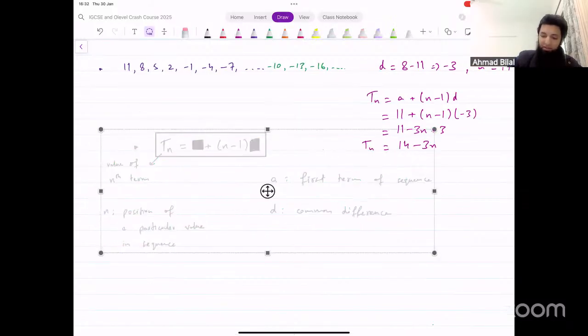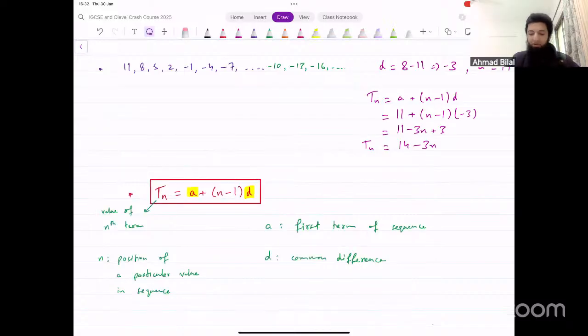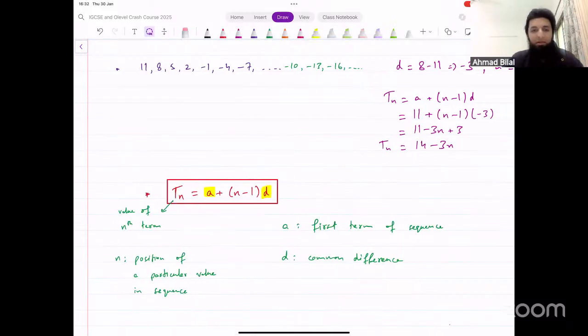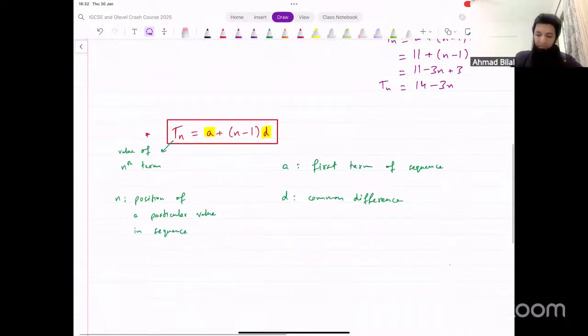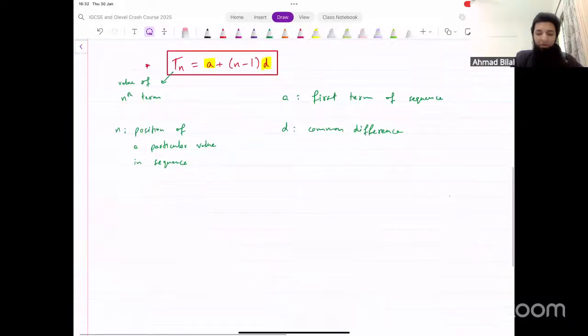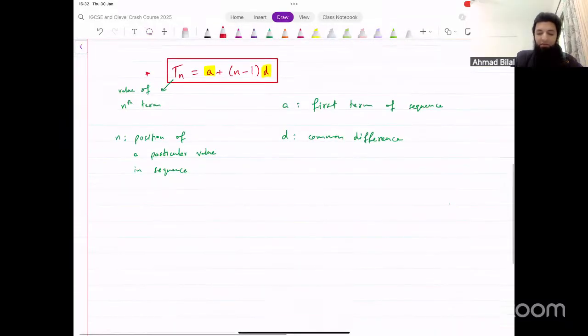So for a linear sequence, this is how you can write down the nth term formula. The nth term formula is given by A plus n minus 1 times the difference. Okay, A plus n minus 1 times the difference. You need to memorize this. It will not be given. For a linear sequence, that's the formula.